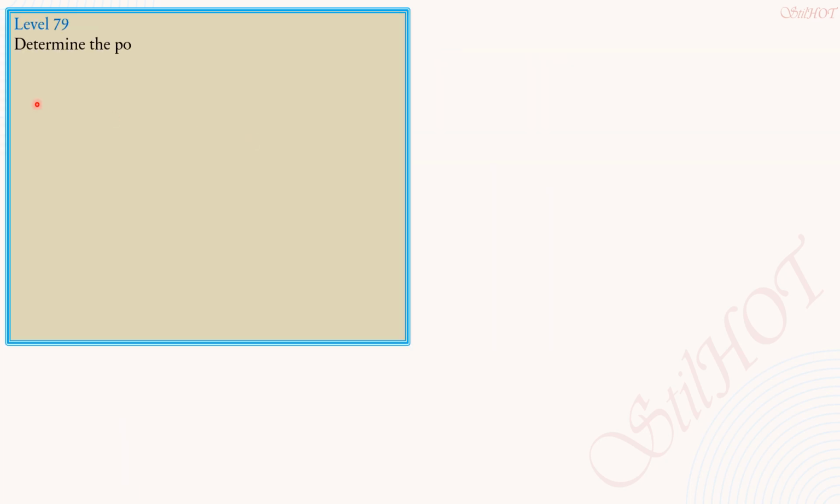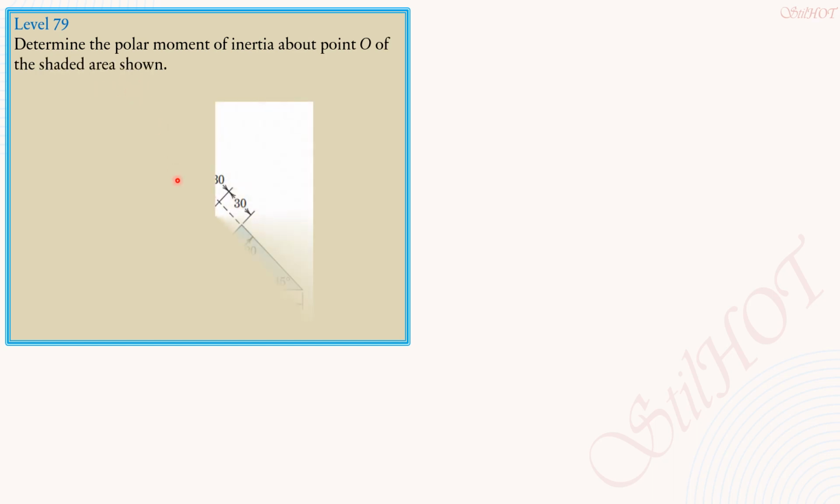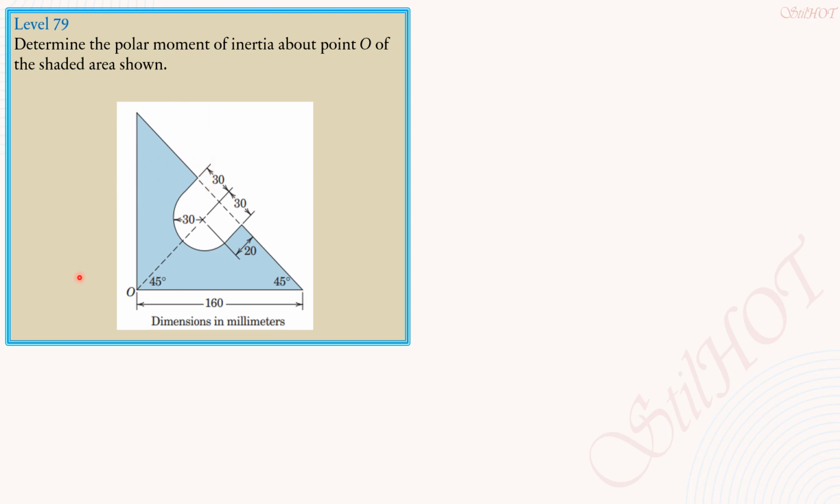Level 79, determine the polar moment of inertia about point O of the shaded area shown. So here's the given figure, and for our solution, let's introduce axis, call this x prime. By the way, that's our differential element area, and the distance from O is r. And let's introduce this as our x and y axis.